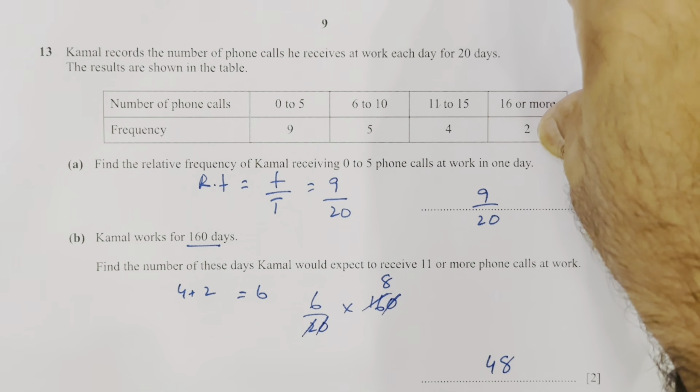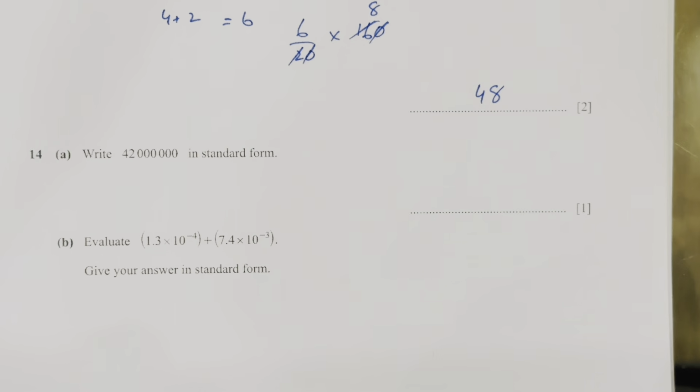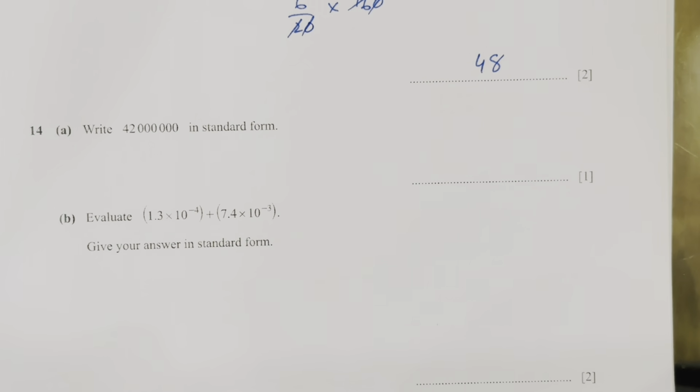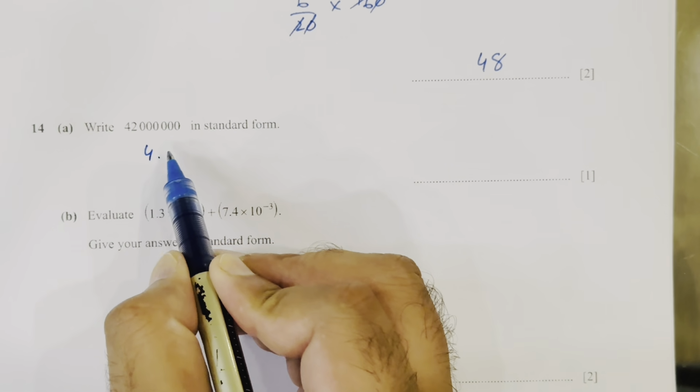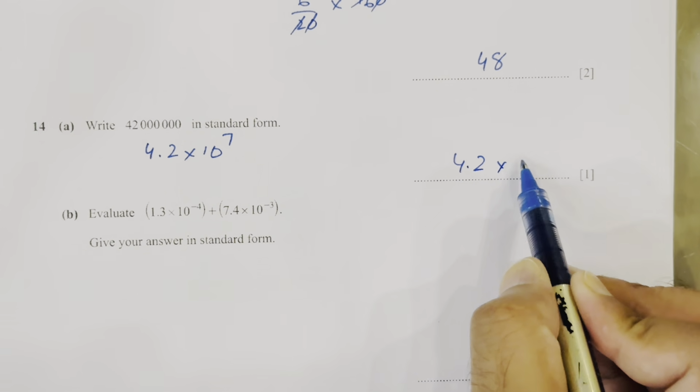Okay. Moving to question number 14. Question number 14 is from the topic of standard form and scientific figures. Write the 42 million in standard form. Okay. There are 6 zeros, so we're going to convert it into 10 raised to power 7. It would be like that.